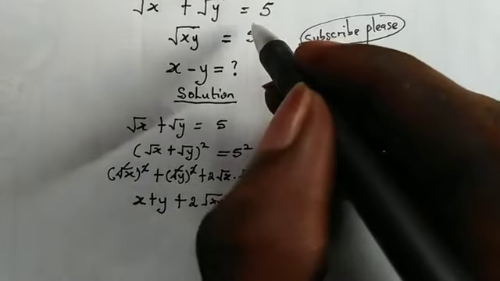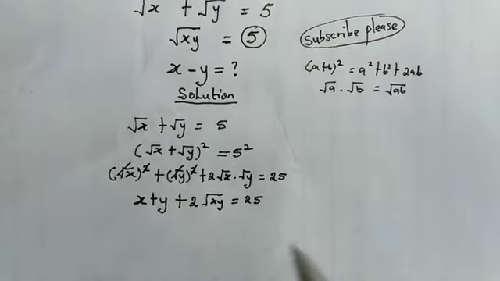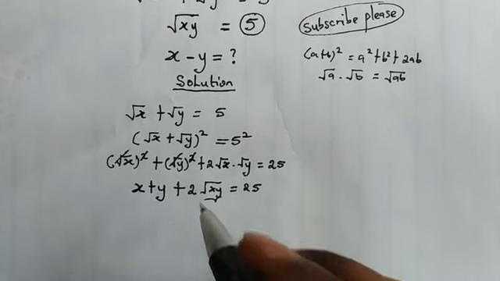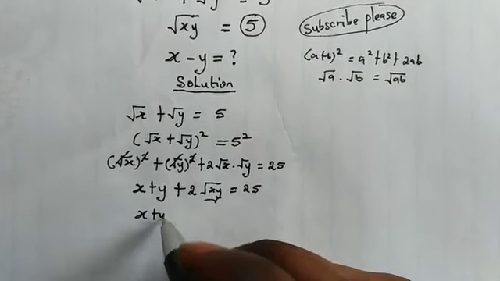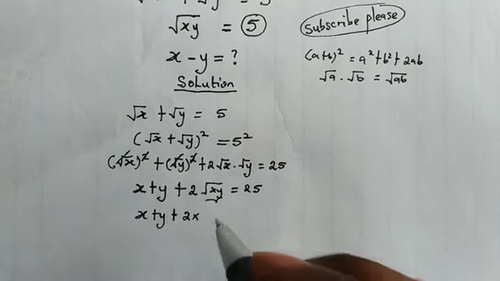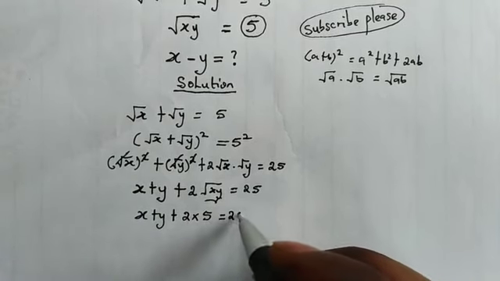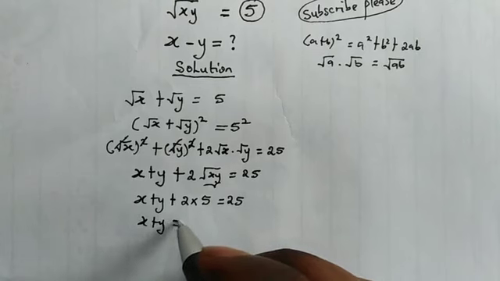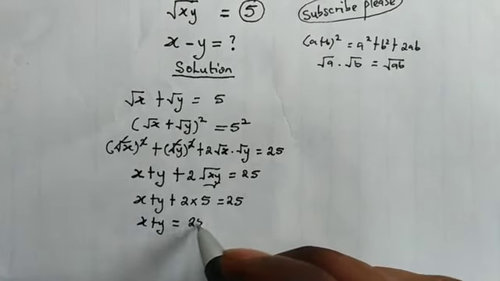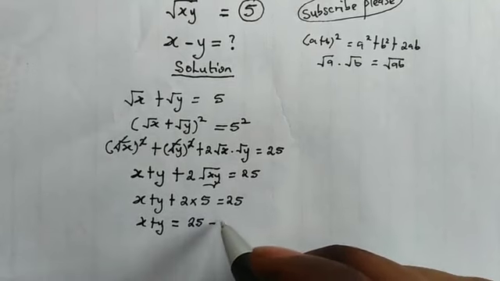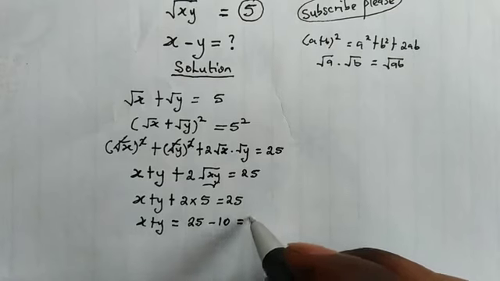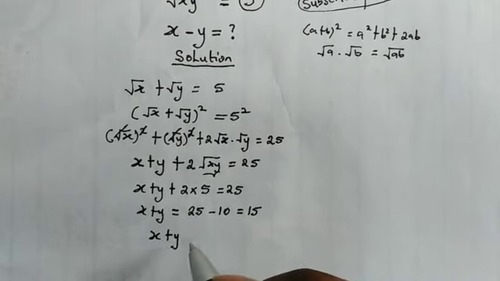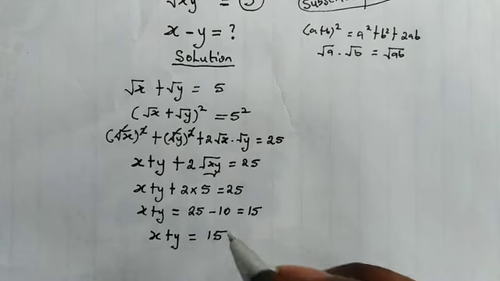But from the original problem, we have the value for the square root of x times y, so we plug in 5. Here we have x plus y plus 2 times 5, and this is equal to 25. So x plus y is equal to 25 minus 2 times 5, which is 10, and this gives us 15. So we have x plus y is equal to 15.